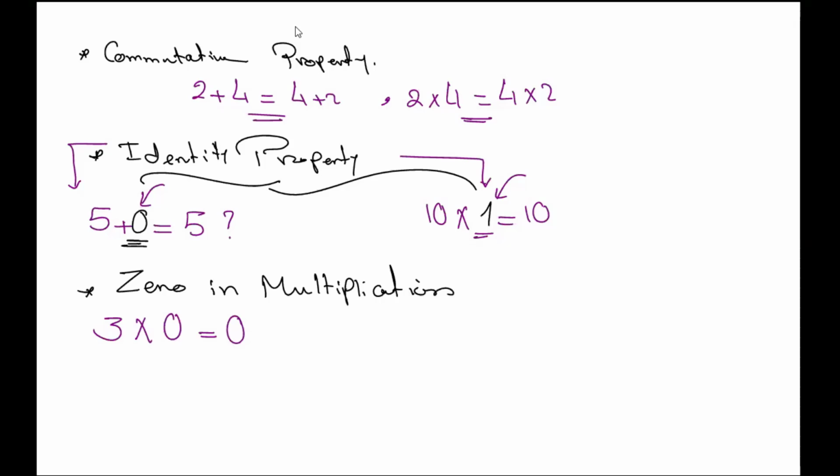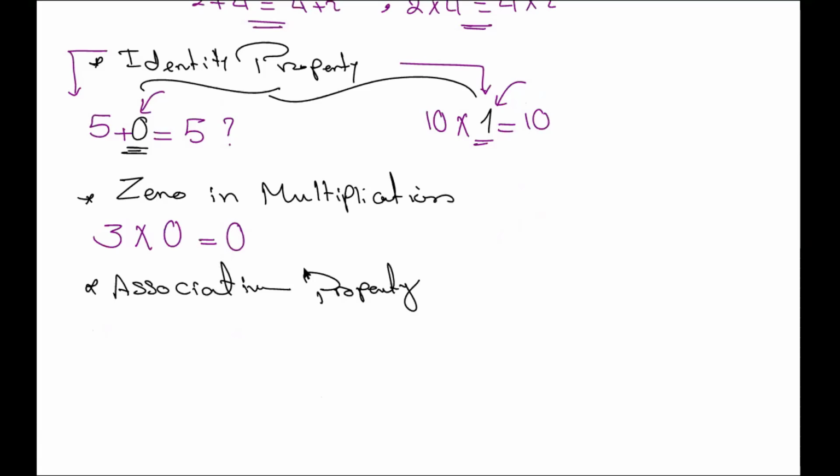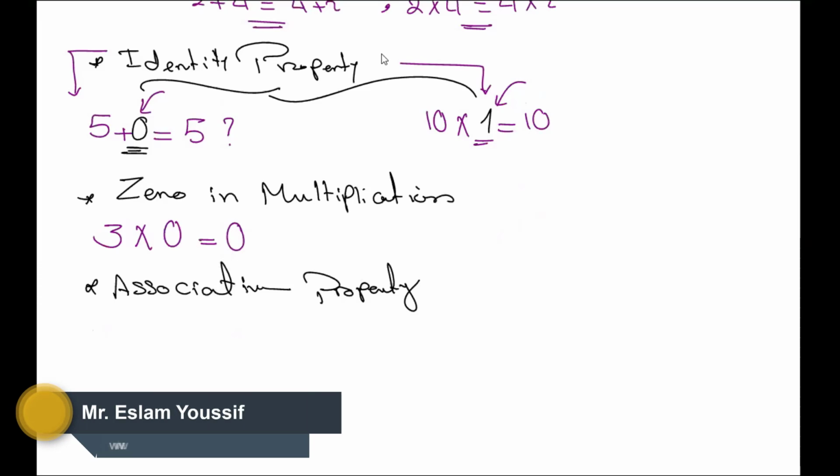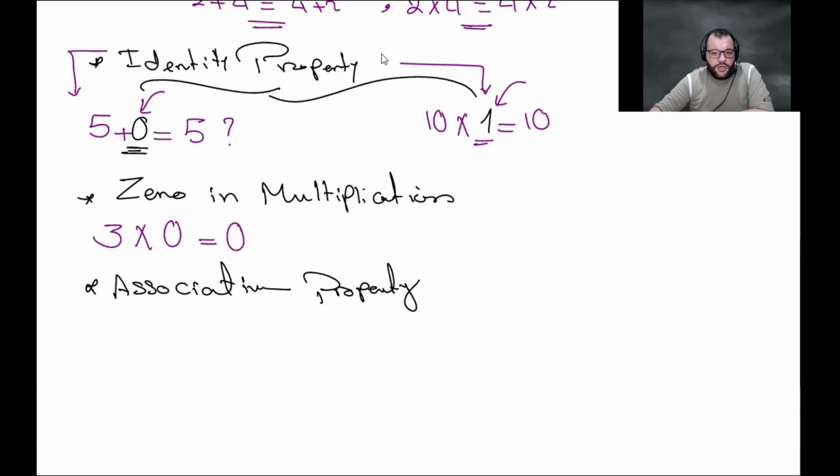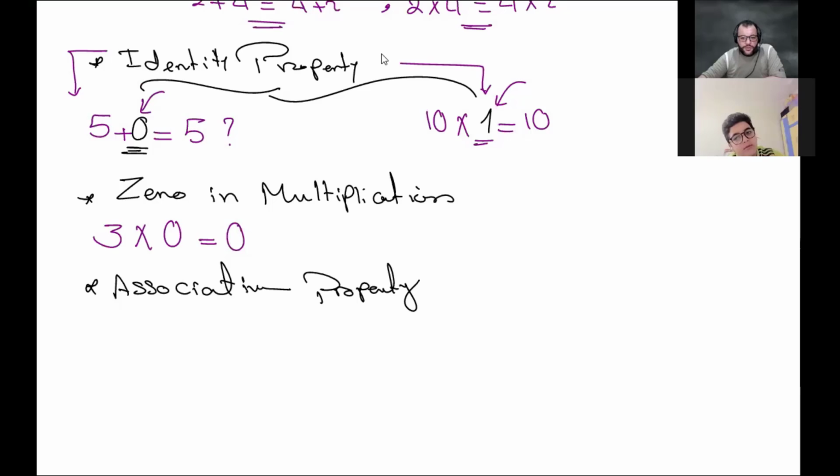Give me any property of addition or multiplication. That's my question. Associative property. What is the meaning of the associative property? It's like you're saying 5 multiplied by 2 multiplied by 3. You do 5 multiplied by 2 equals 10, and then 10 multiplied by 3 and it's 30. That's the associative property.